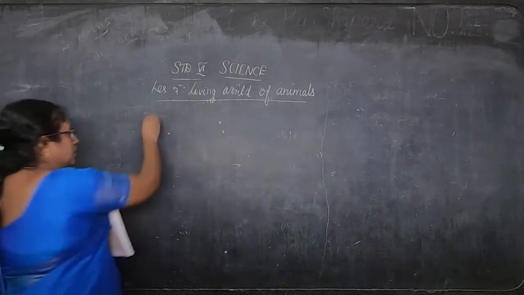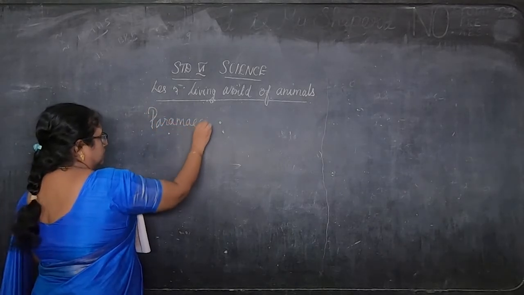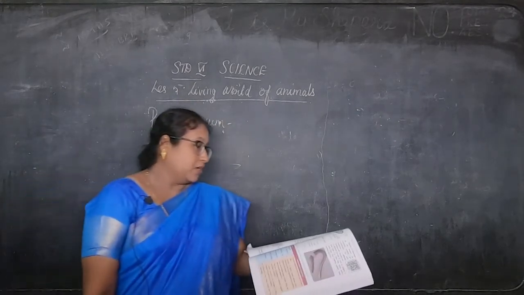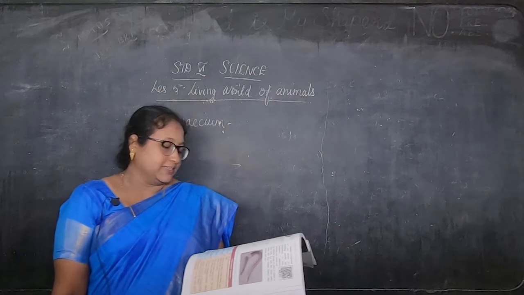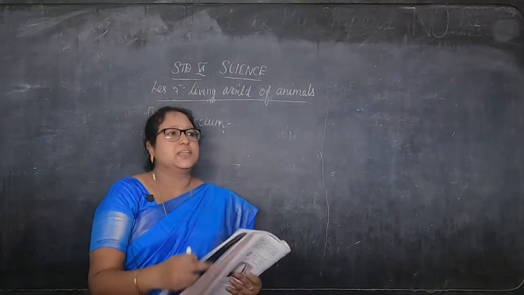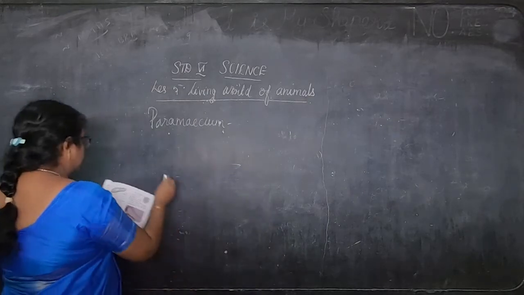Next is the paramecium. Okay, children. So this is also a unicellular organism, or a single cell. Now paramecium is also a unicellular organism which lives in water and moves with the help of the cilia. Cilia is nothing but a small hair on the body. Okay, children. So this is a paramecium.